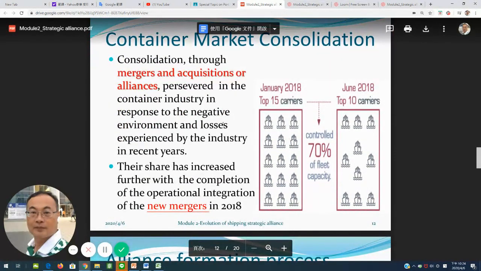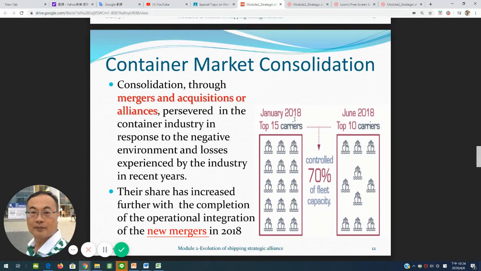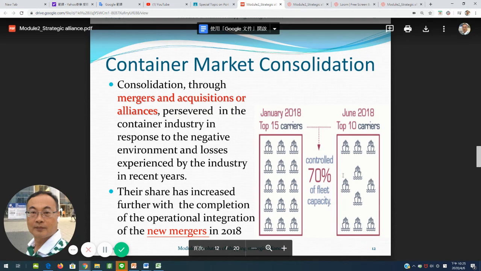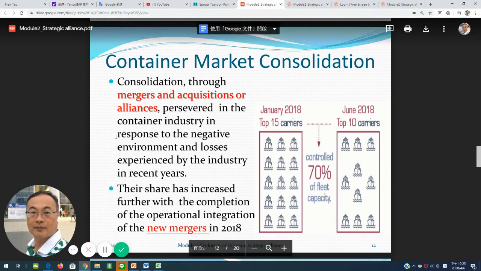Here to show you the container market and consolidation. Before 2018, in the world, the top 15 carriers controlled 70% of the fleet capacity. But after June 2018, only 10 carriers remain. That means five carriers have disappeared, gone bankrupt, or merged.